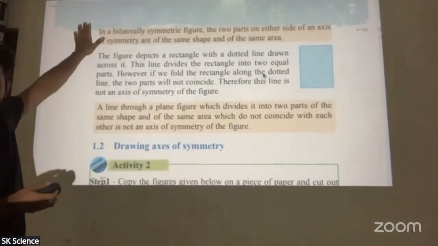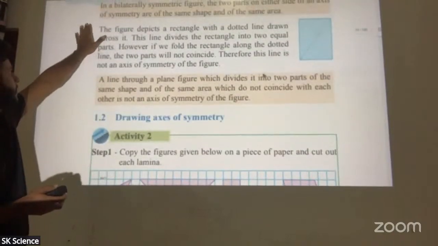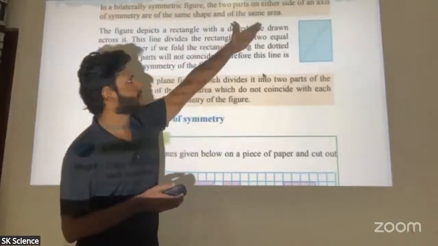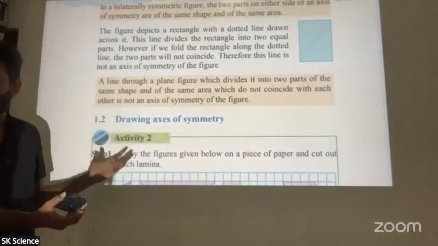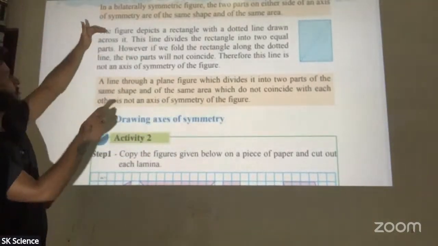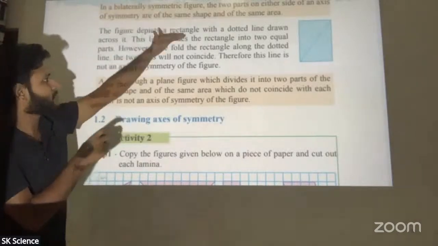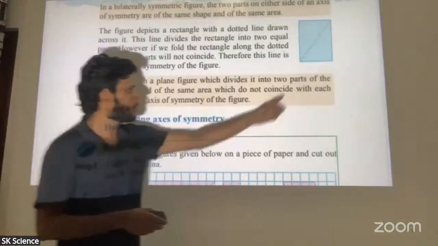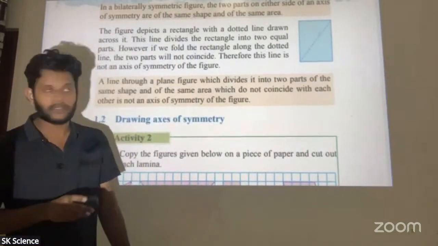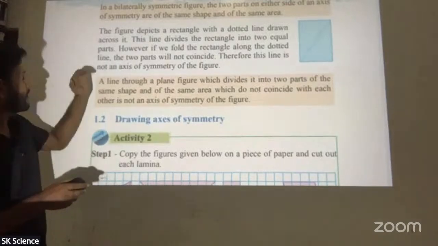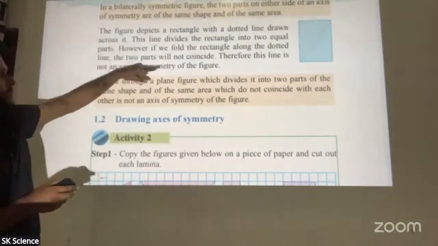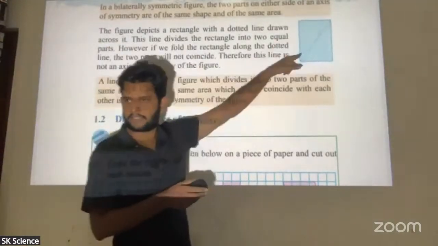In a bilaterally symmetric plane figure, the two parts on either side. What do you mean by either side? On both sides. Two parts on either side of an axis of symmetry are of the same shape and same area. These two have the same shape and same area, right? But the figure depicts a triangle with a dotted line drawn across it. That means this dotted line. Consider this one, right?